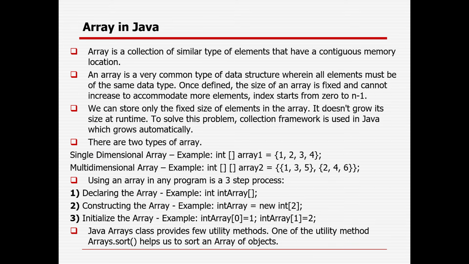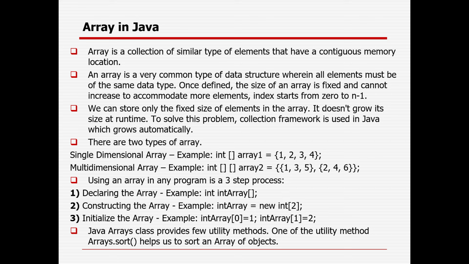Okay. So as of now, you already understand strings, all the different data types, and the different operations of the string. So we'll go with the array now. So what is an array, right? A string is like one dimension. But if I go with multiple dimensions, we cannot always deal with a string. So an array is a collection of similar type of elements. Similar means the data type should be similar, with contiguous memory locations. An array is a very common type of data structure wherein all elements must be of the same data type. Once defined, the size of an array is fixed and cannot be increased or decreased to accommodate more elements.